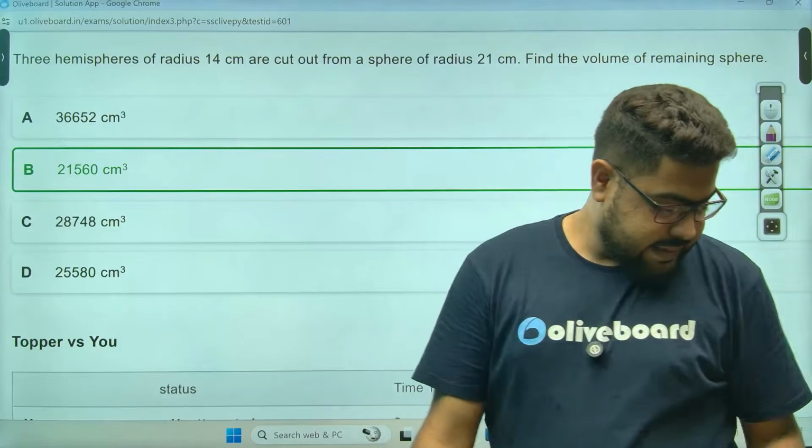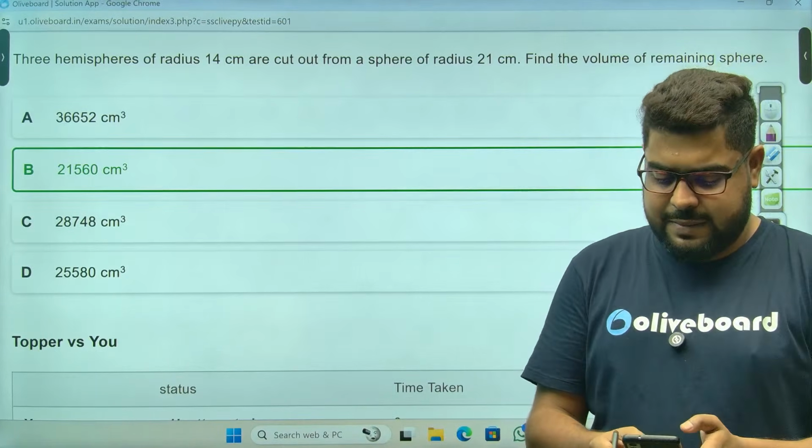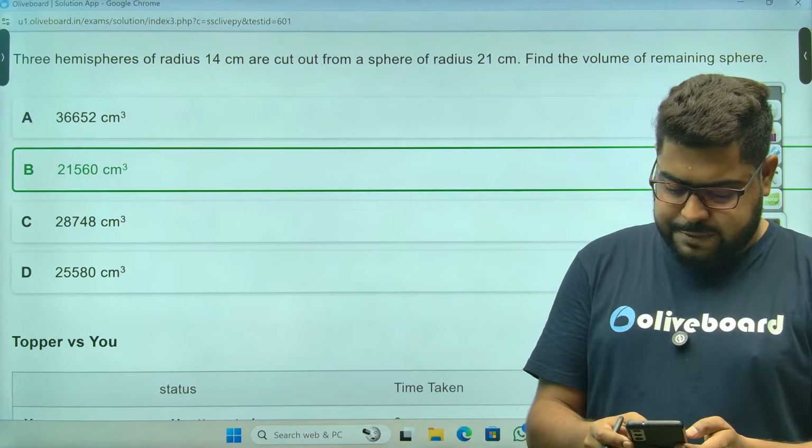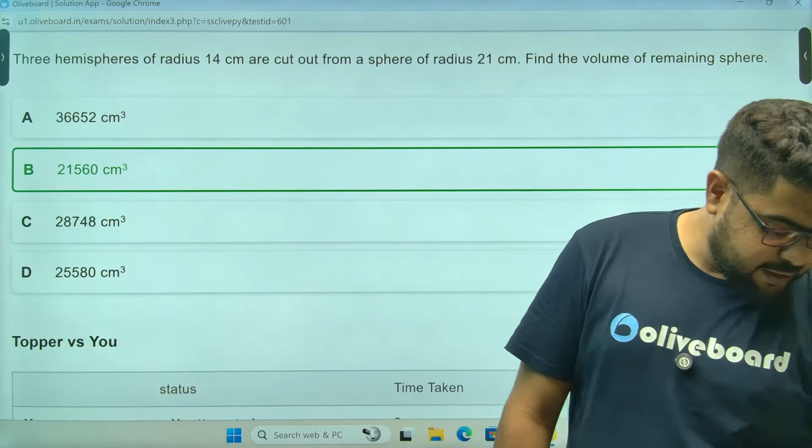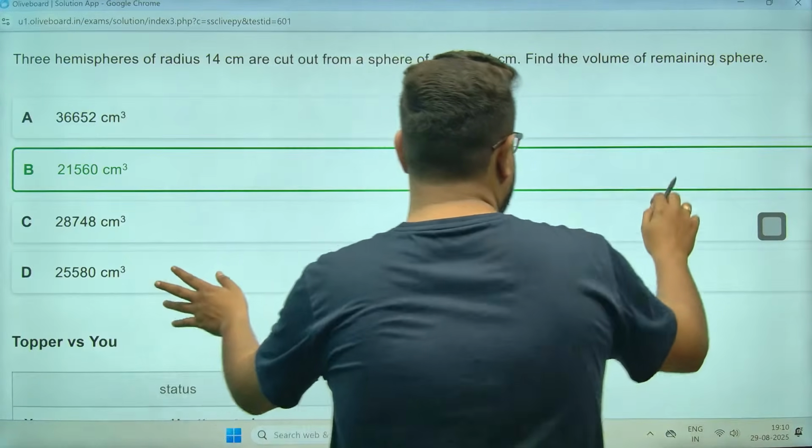Done. Correct. Done, sir. Everyone clear? Everybody clear, sir? I hope this is absolutely clear. Chalo, moving on.